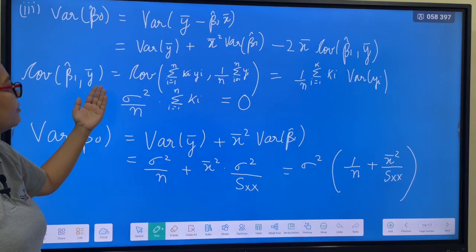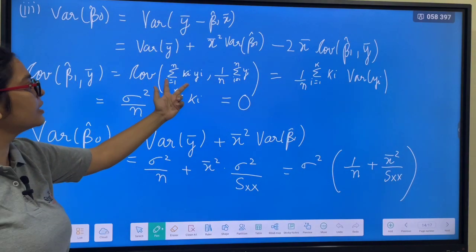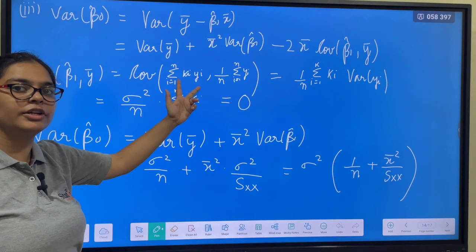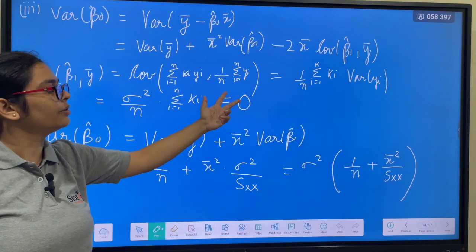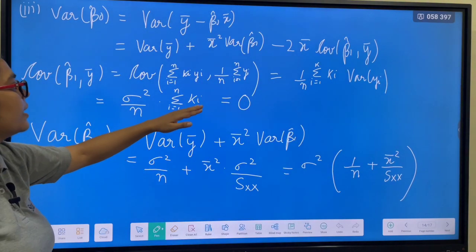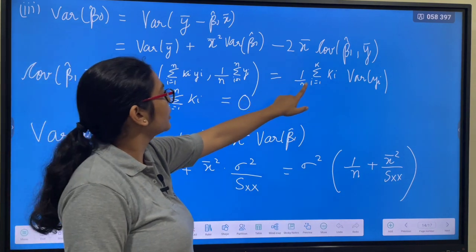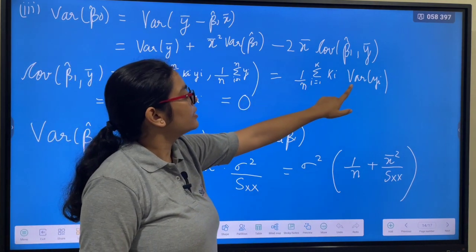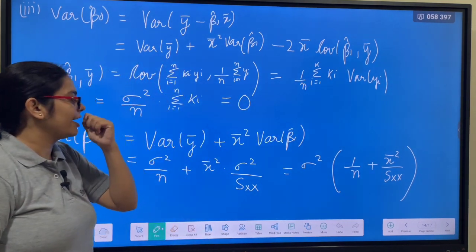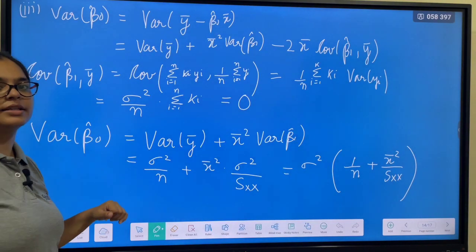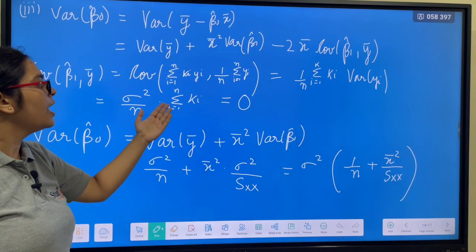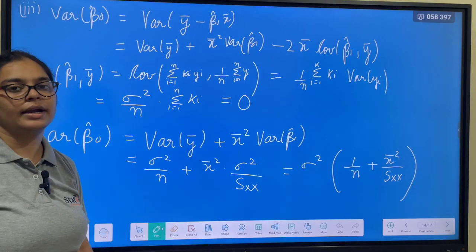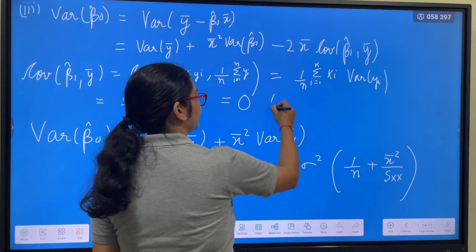Covariance of beta 1 cap and y bar can be written by opening beta 1 cap as summation i goes from 1 to n ki yi, and y bar as 1 upon n summation i goes from 1 to n yi. So taking out the common terms 1 upon n summation ki, we will get variance of yi. Now variance of yi, as we have discussed earlier, is nothing but sigma square. So sigma square upon n can come out of this summation, and summation of ki, we all know, is nothing but the mean deviation.